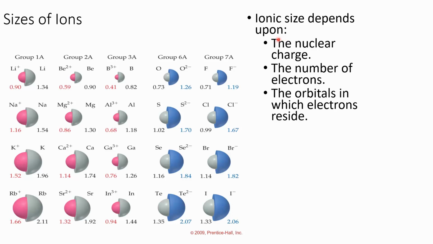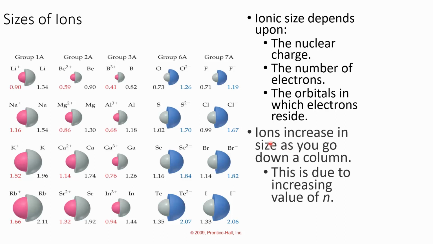Now, ionic size depends upon the nuclear charge, the number of electrons, and the orbitals in which electrons reside. Ions increase in size as you go down a column. This is due to the increasing value of N. As we said, as you go down here, notice how the size of the atom and the size of the ion increases. And why? Because this is due to the increasing value of N. The same here for group 6A. You see the size increases for the atom and for the ion.